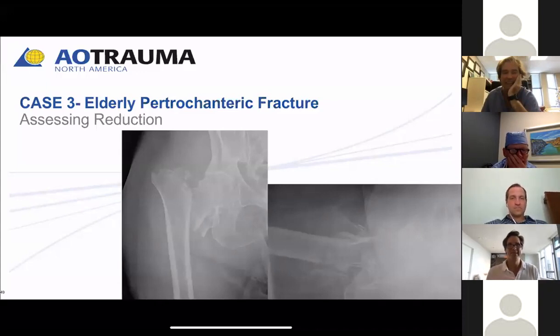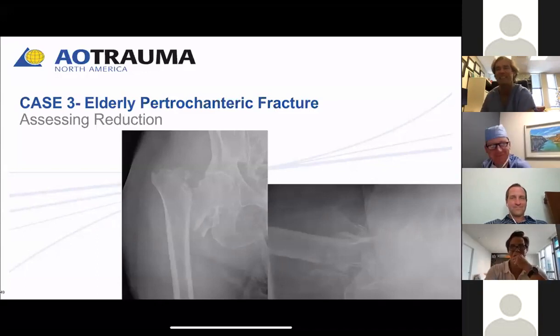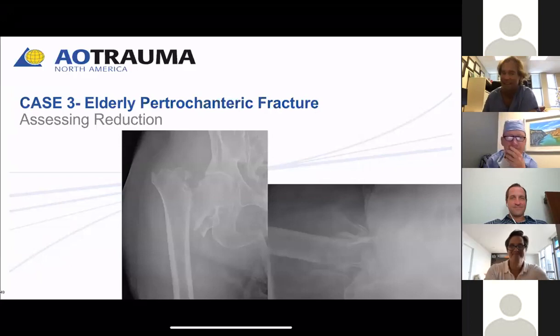That's not good. All right, let me show you worse then. So the last one. Let's save the best for last. All right, so this is your fracture pattern.